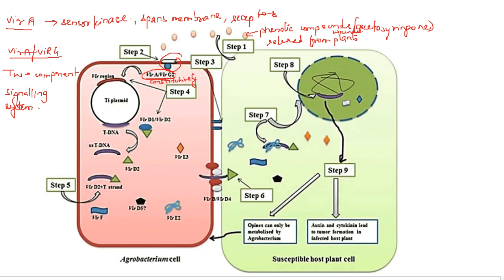So vir-A and vir-G respond to different signals. What happens whenever acetosyringone binds to vir-A? Whenever acetosyringone binds to vir-A, this vir-A becomes autophosphorylated. So vir-A is a receptor. Whenever acetosyringone molecules bind to vir-A, it becomes phosphorylated. And where is this phosphorylated? It is autophosphorylated on the histidine residue. I'm writing here in short.